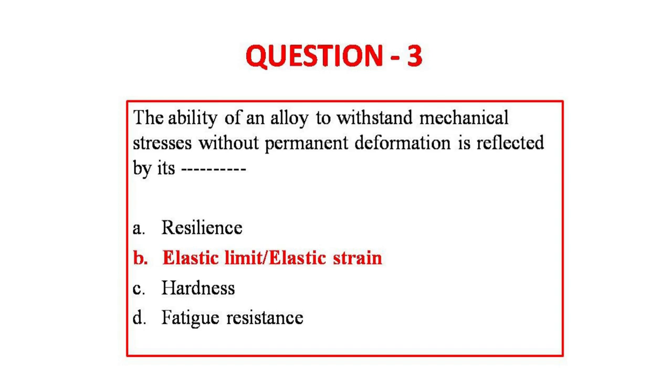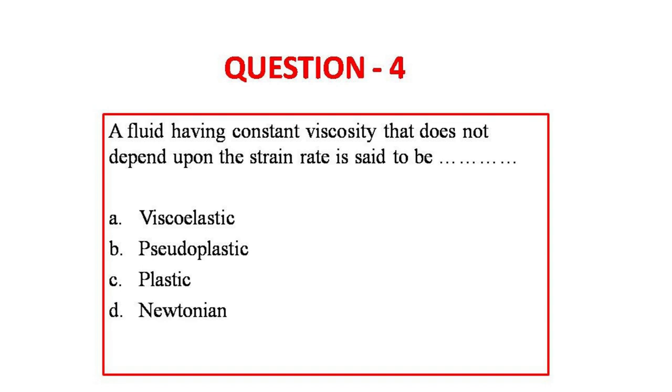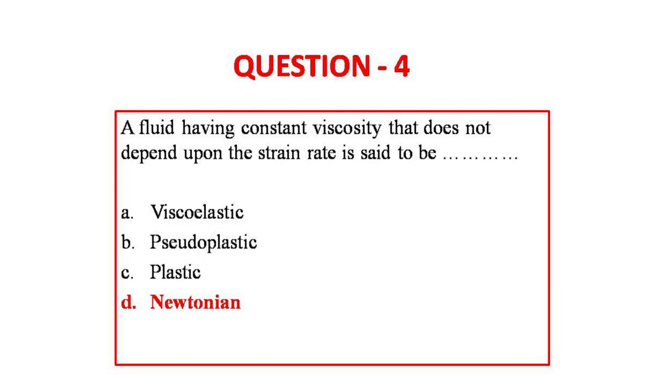So moving on to question number 4. A fluid having constant viscosity that does not depend upon the strain rate is said to be viscoelastic, pseudoplastic, plastic, or Newtonian. The answer to this question is option D, Newtonian. So what are these Newtonian fluids? These are ideal liquids where the shear stress is proportional to the strain rate.